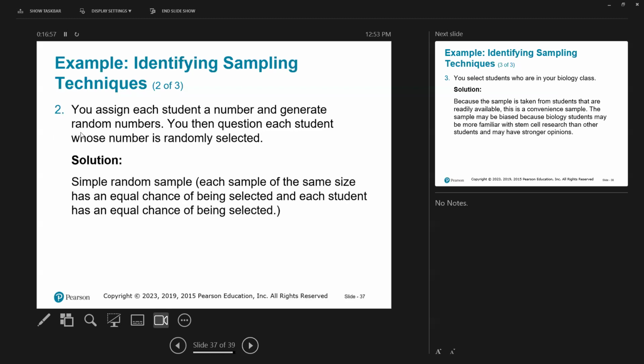Second sentence, you assign each student a number and generate random numbers. You then question each student whose number is randomly selected. This is called simple random sample because each sample of the same size has an equal chance of being selected and each student has an equal chance of being selected. So this is called simple random sample.